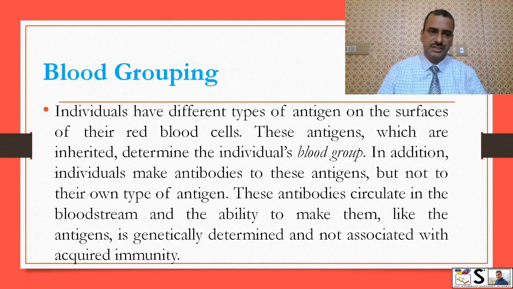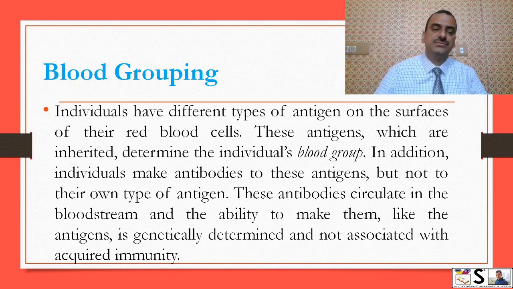What is blood grouping? Individuals have different types of antigen on the surface of red blood cells. These antigens are inherited, which means we receive this tendency from the parents, and they cannot be changed later on. They determine the individual's blood group.